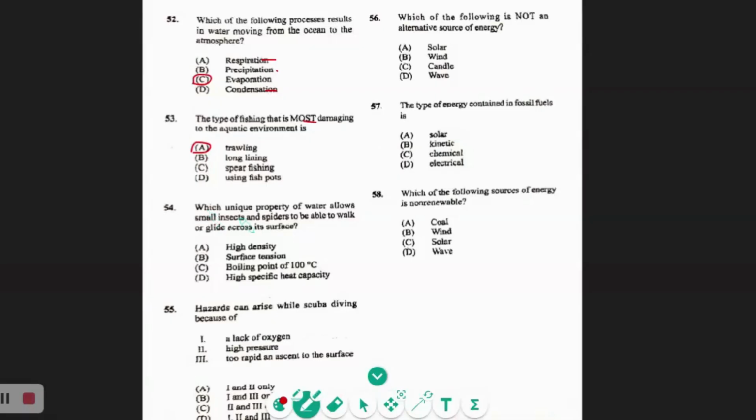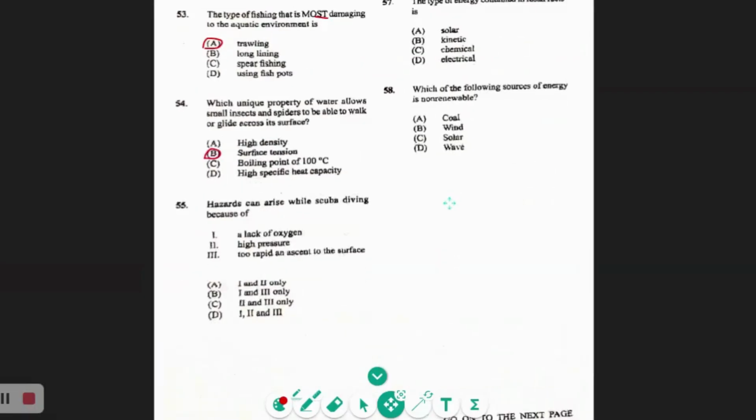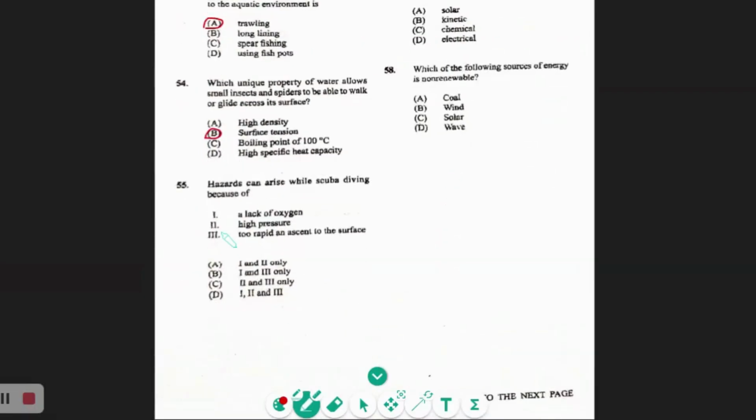54. Which unique property of water allows small insects and spiders to be able to walk or glide across its surface? That would be the high surface tension there. 55. So hazards can arise while scuba diving because of a lack of oxygen. If you run out of oxygen and you're not close to the surface, so yes. High pressure, yes, as you go deeper, and you're rapidly ascending to the surface, which could form air bubbles. So yes, all three of them, which is D.